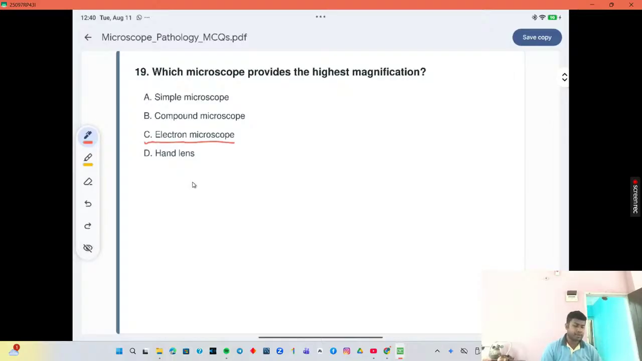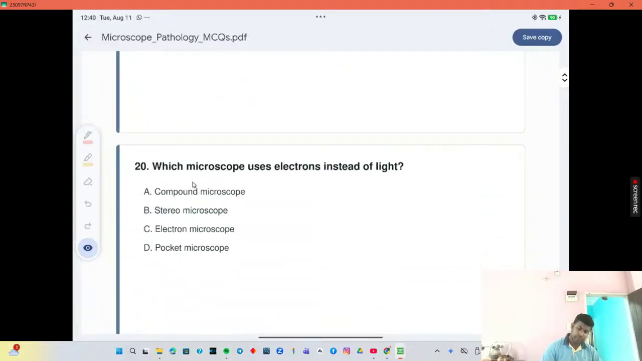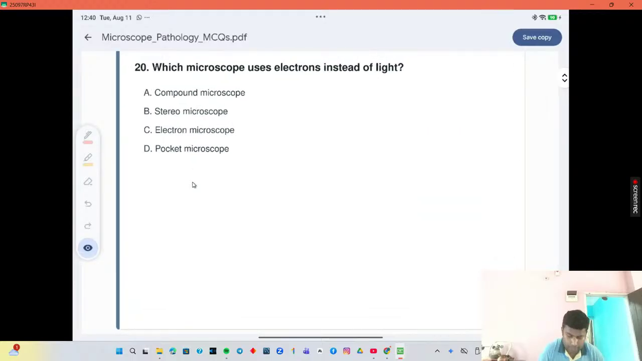So, which microscope provides the highest magnification? There is a type of microscope which is known as electron microscope, and it provides us the highest magnification to see an object. Okay, so the next question is given as which microscope uses electrons instead of light? The right answer of this question will be electron microscope. The answer is given in the question itself. And in the option also, you can just see the question and tick the right answer.